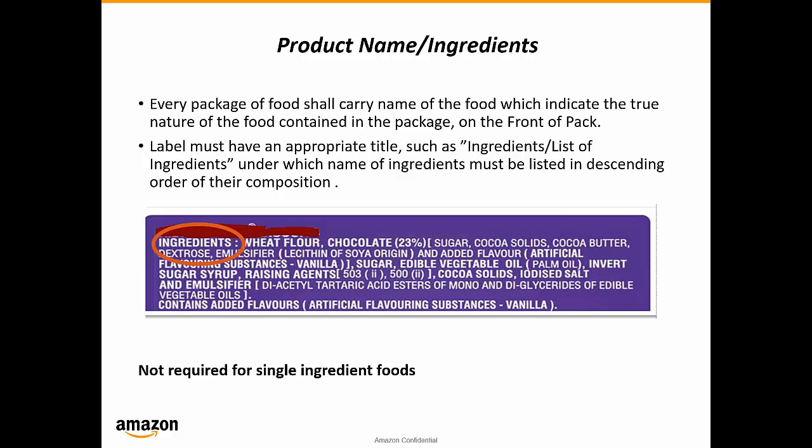Now when we talk about ingredient names, they should be in descending order of composition. If you see this example displayed on the screen, the maximum amount of the product is wheat flour. However, the least would be the emulsifier, which is written at the last. Whatever we use the most should come prominently at first place, and the least should come at the end of the ingredients. There is an exception. If it is a single ingredient food, then the ingredient list is not required. It is exempted for that.